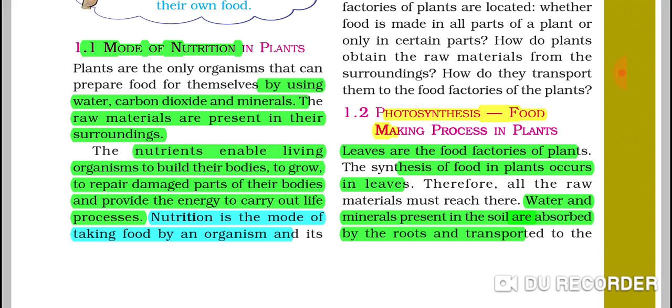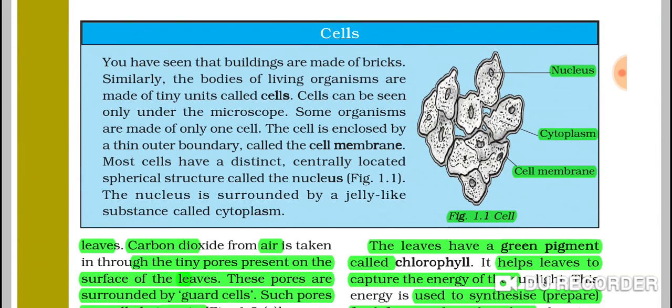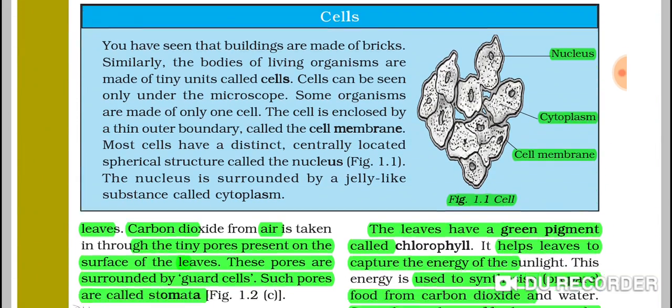I already told you that the food is prepared in the leaves. Therefore, whatever materials are needed for preparing food should reach that part of the leaves, so that the food can be prepared there. Water and minerals which are present in the soil are absorbed by the roots and transported to the leaves through pipe-like structures. They are sent to the leaves where the food is going to be prepared.